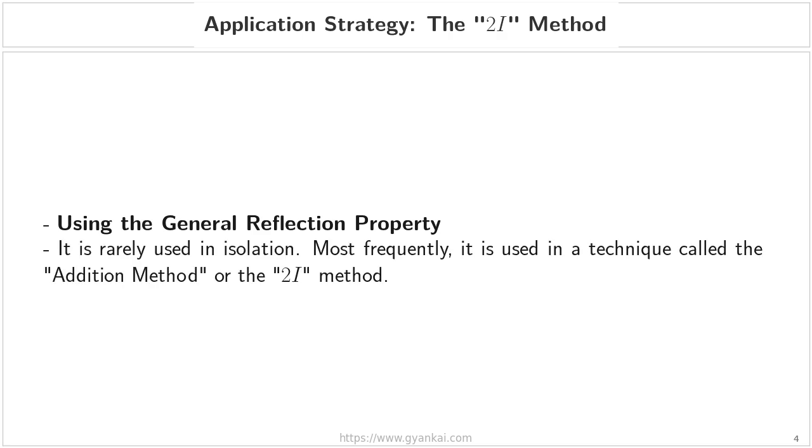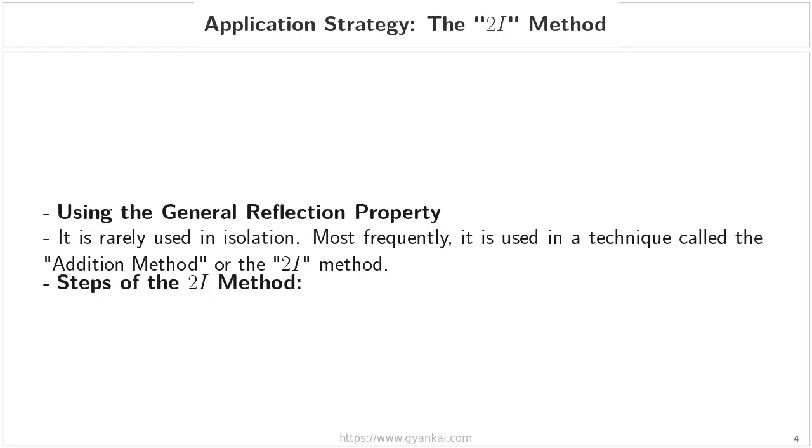As you can see on this slide, the general reflection property is very rarely used by itself. It's much more powerful when combined with a clever technique we call the addition method, or, more informally, the 2I method. The 2I simply stands for 2 times the integral. We'll see why in a moment. Let's break down the steps of this 2I method.